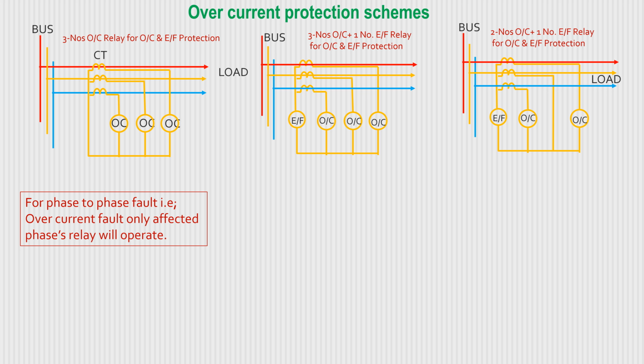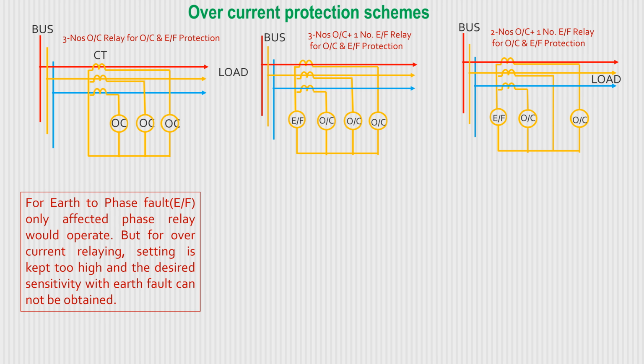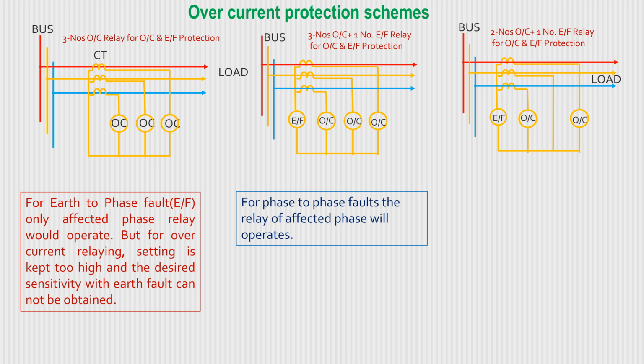For phase-to-phase fault, that is overcurrent fault, only the affected phases' relay will operate. For earth to phase fault, only the affected phase relay would operate. But for overcurrent relaying, the setting is kept too high and the desired sensitivity with earth fault cannot be obtained. For phase-to-phase faults, the relay of the affected phase will operate.